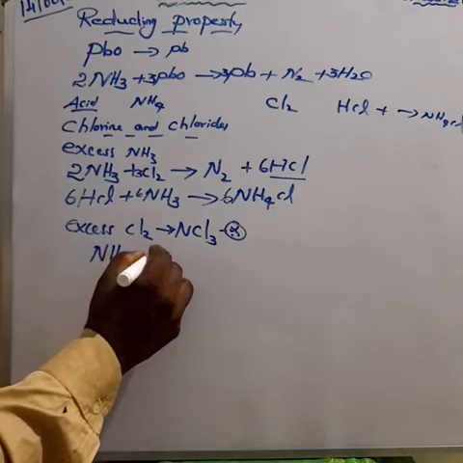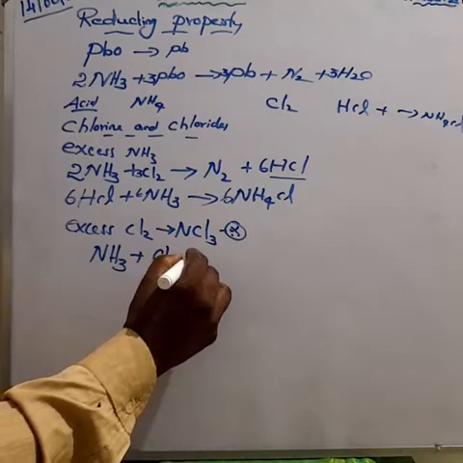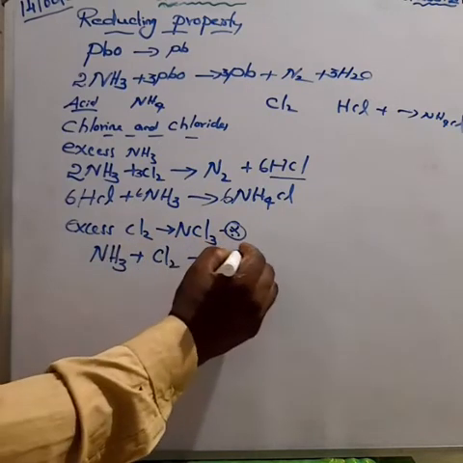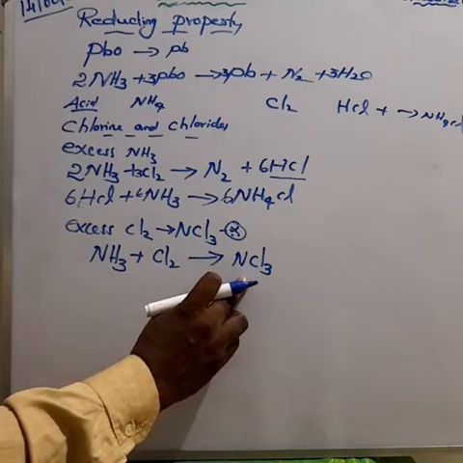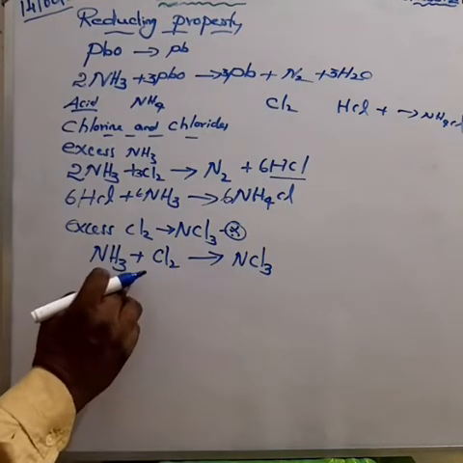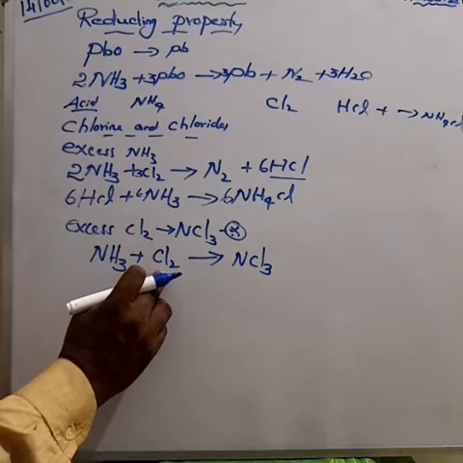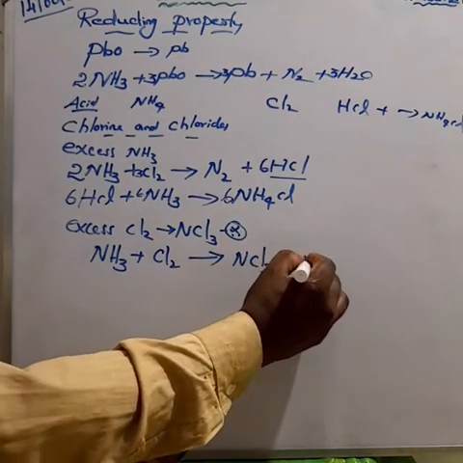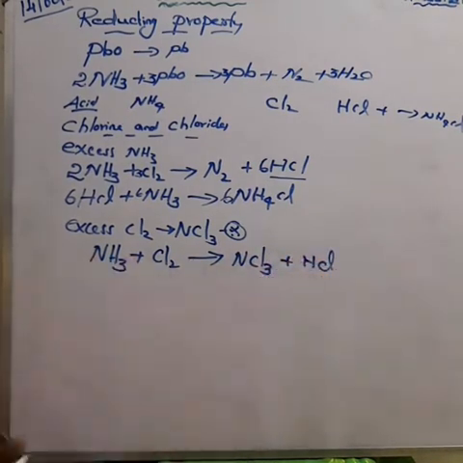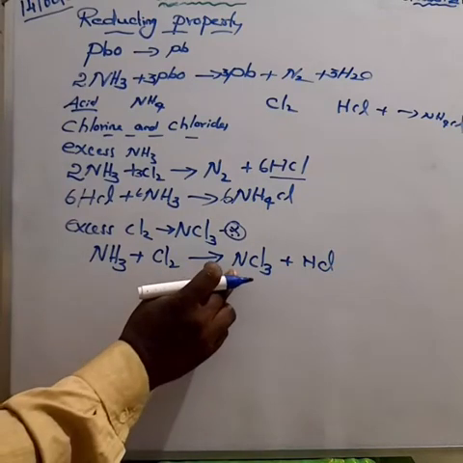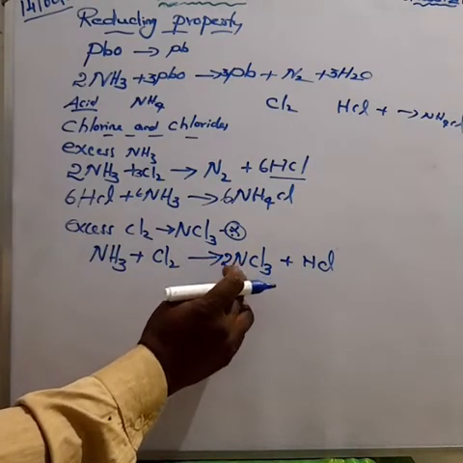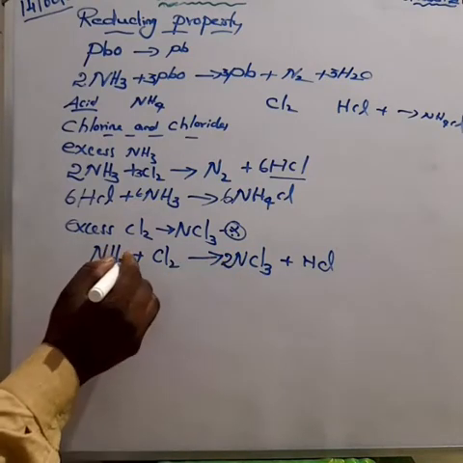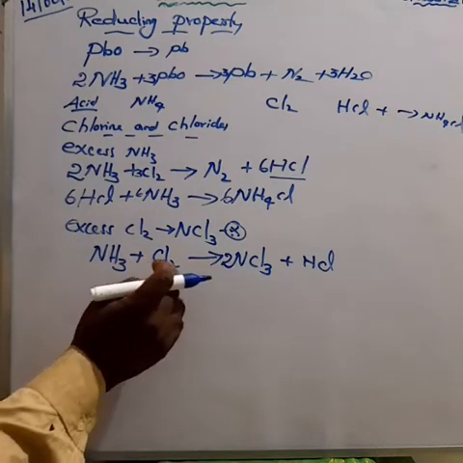Ammonia, NH3, reacts with chlorine. We get nitrogen trichloride. What is the formula? NH3 plus we get hydrochloric acid. How to balance the equation? So first you have to make it 2 here, on the product side, 2 nitrogen trichloride. So how much chlorine is there? 6 chlorine.